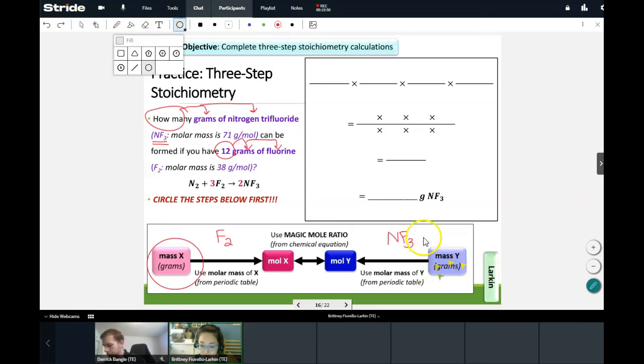Absolutely. I see Jalen answering in the chat too. Yeah, we're going to be ending with the mass of NF3. Now point for me, what are the middle steps? This one should be easy. What are the middle steps? How do we get from start to end?